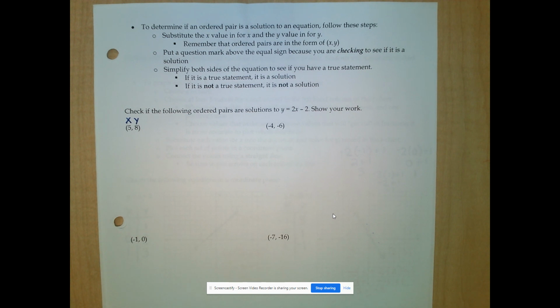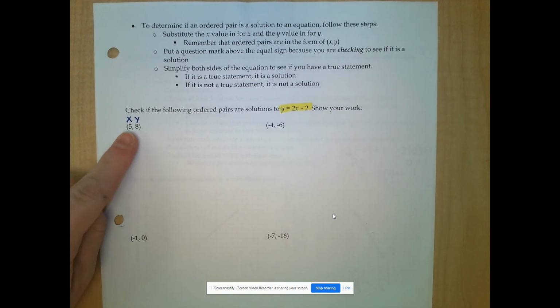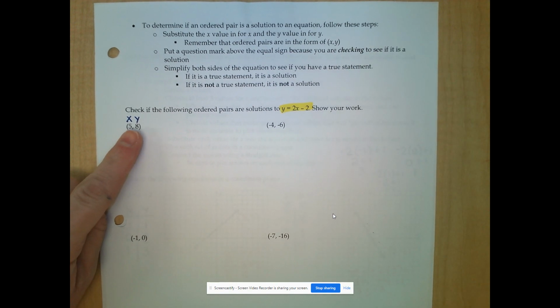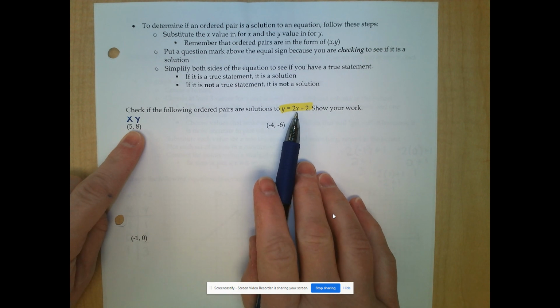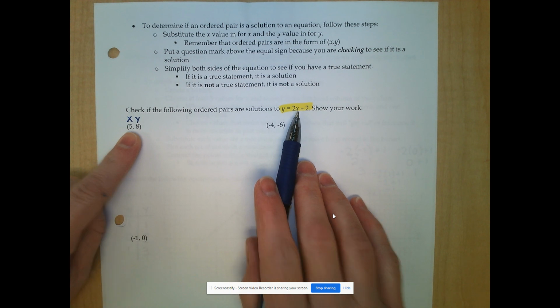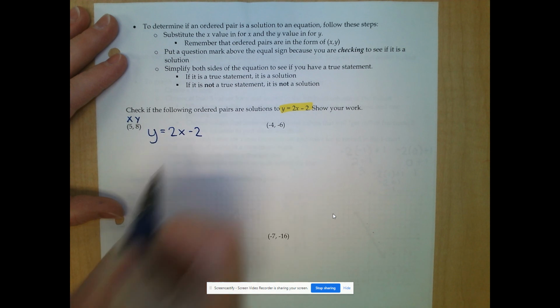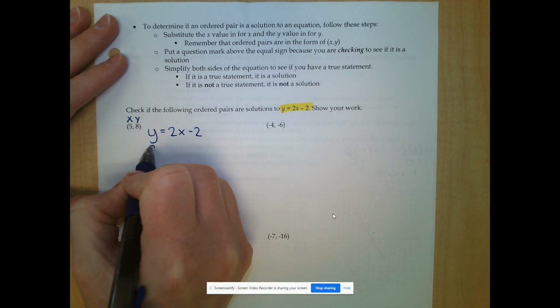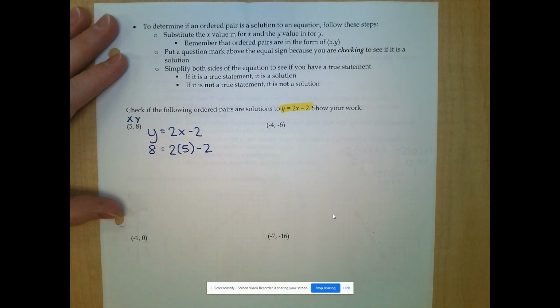This particular equation is y equals 2x minus 2. We're trying to figure out whether or not this coordinate, 5, 8, is going to make this a true statement. If it were graphed, we're trying to figure out if the point 5, 8 would be on the line for y equals 2x minus 2. So first, I'm going to write the equation that I'm checking. I'm going to substitute 8 for y. I'm going to substitute 5 for x. And then I check to see whether or not this makes a true statement.